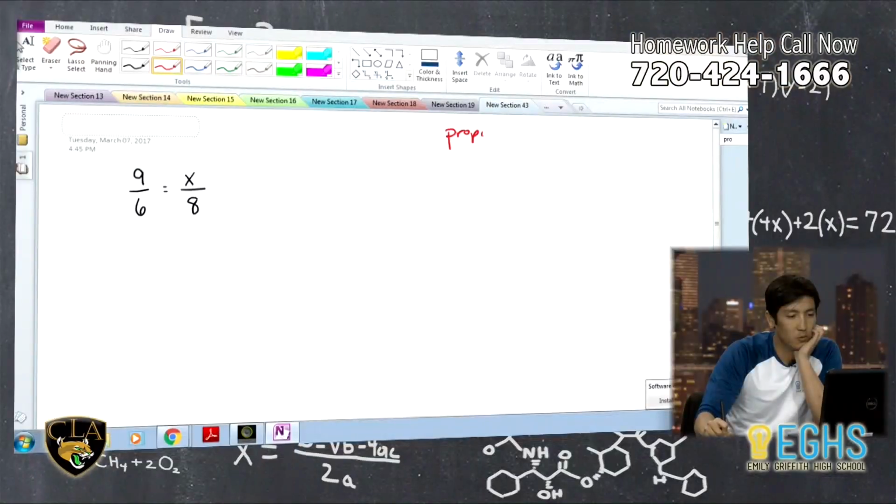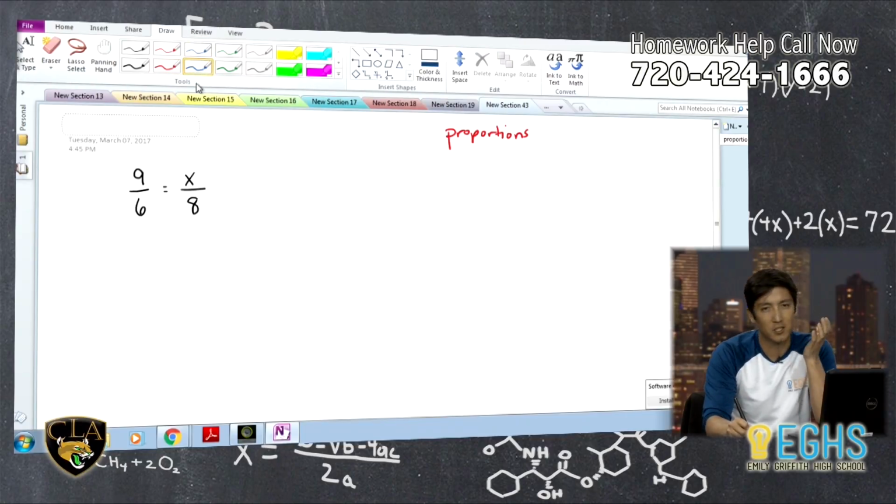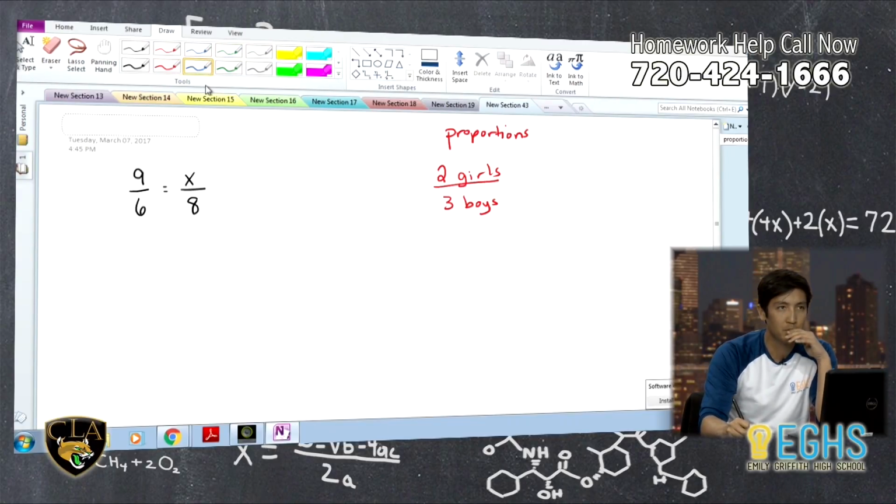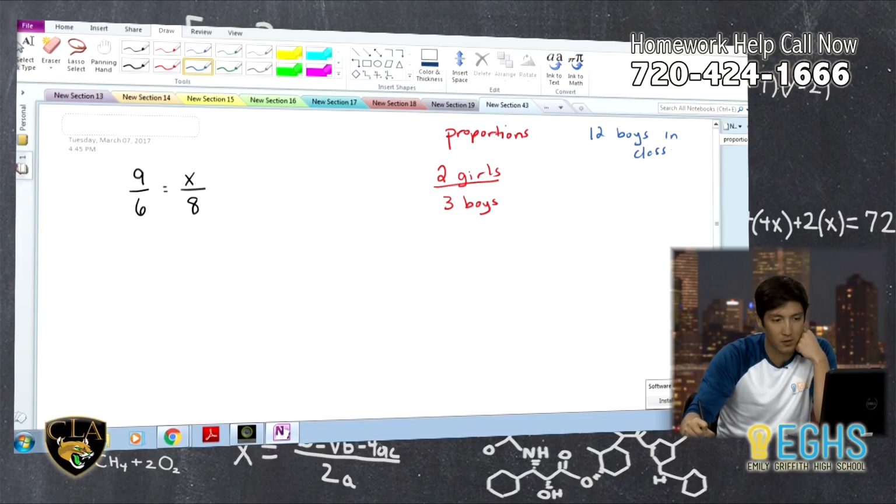So really quick, I just want to talk about what a proportion is. When we talk about proportions, think about percentages, or ratios, which are very similar. What if you said something like, in a classroom, for every 2 girls there are 3 boys. And the only information you had was that there are 12 boys in the class, and you want to figure out how many girls there are.